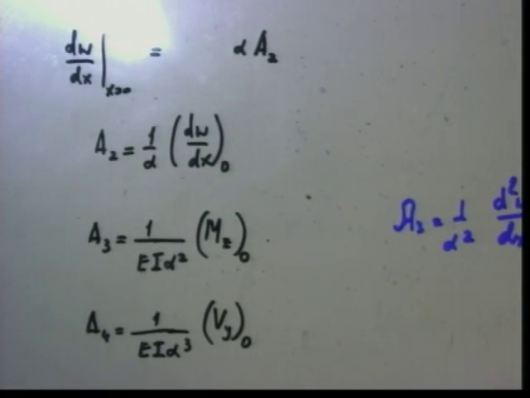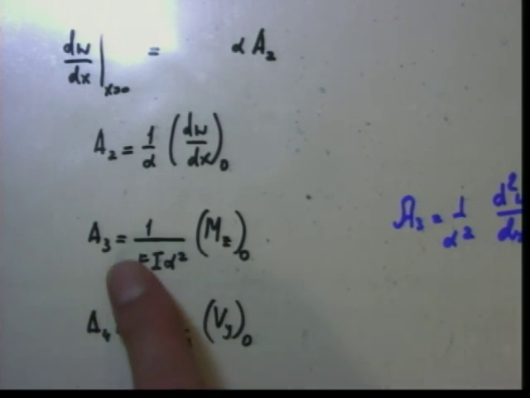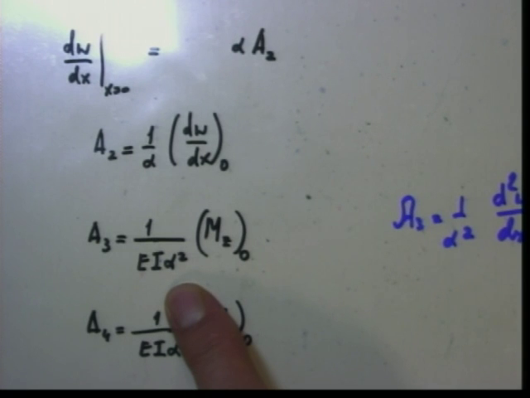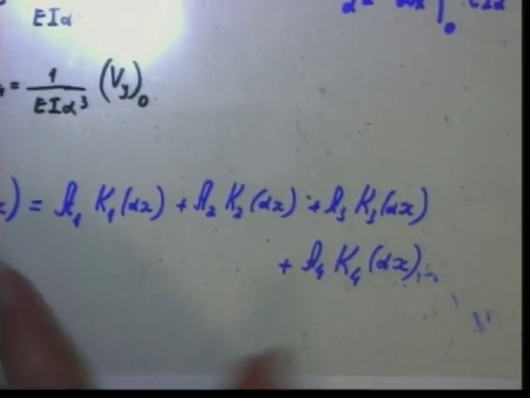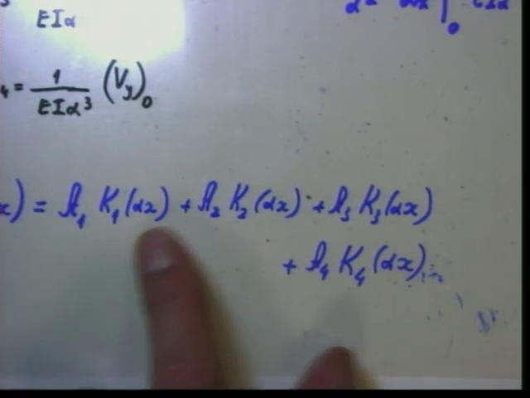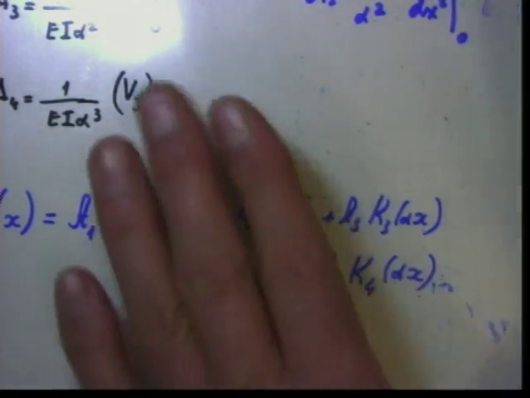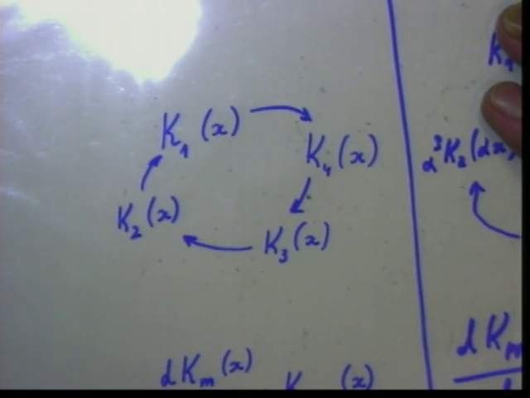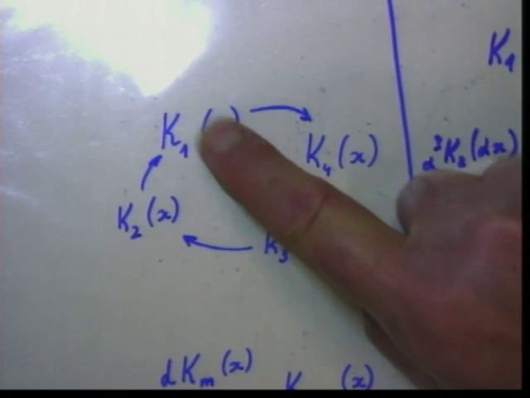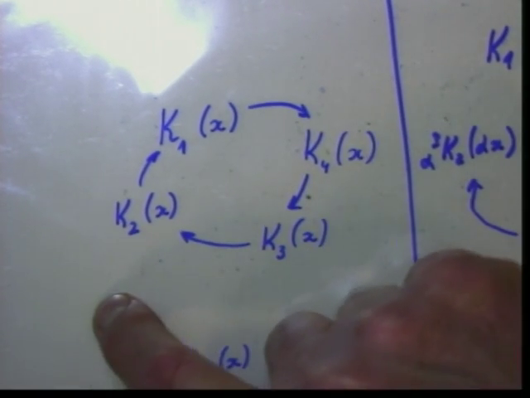Then we can actually also get the second derivative, a3 equals 1 over EI. Maybe we don't need this a3, etc. So this is actually w equals a1 k1, a2 k2, a3 k3, a4 k4. Now derivatives, we wrote already. Derivatives are like this: k2's derivative is k1, k1's derivative is k4, k4's derivative is k3, k3's derivative is k2, etc.